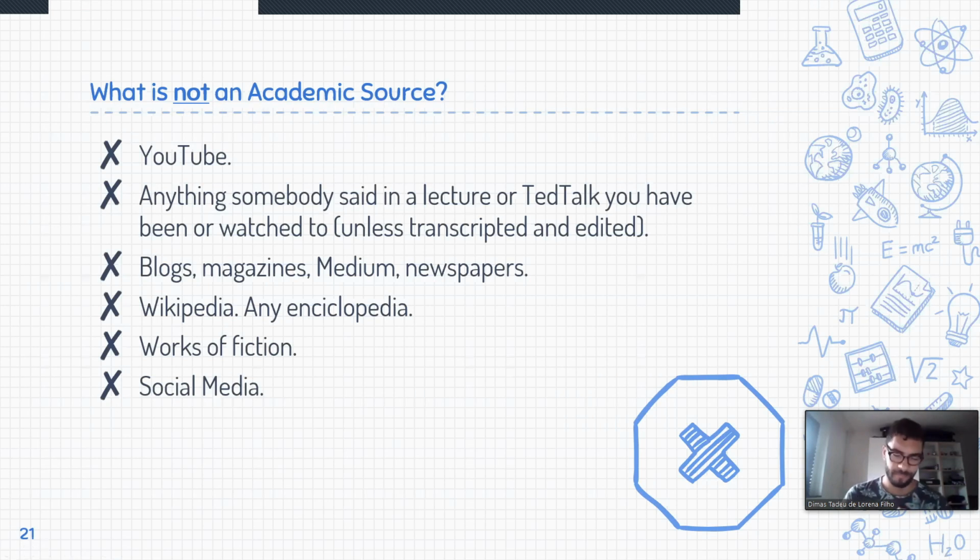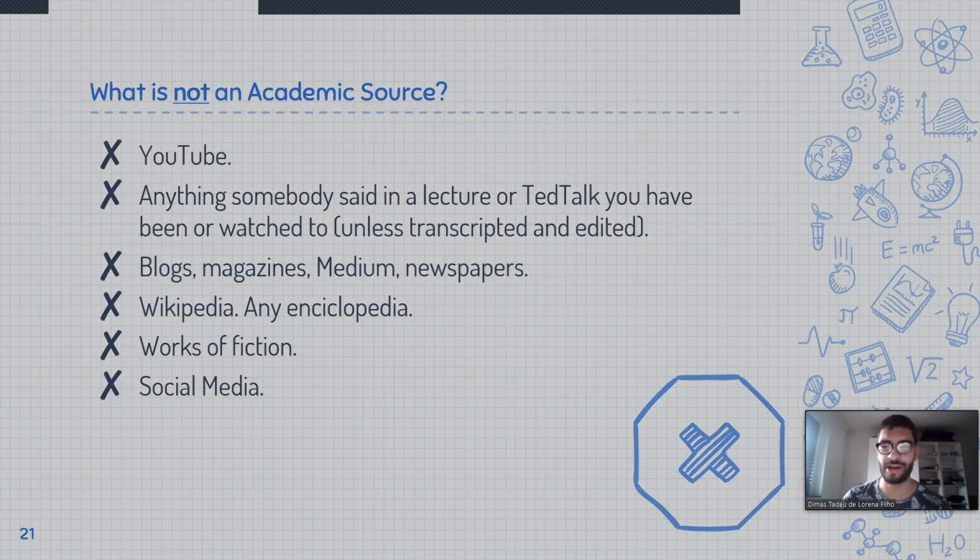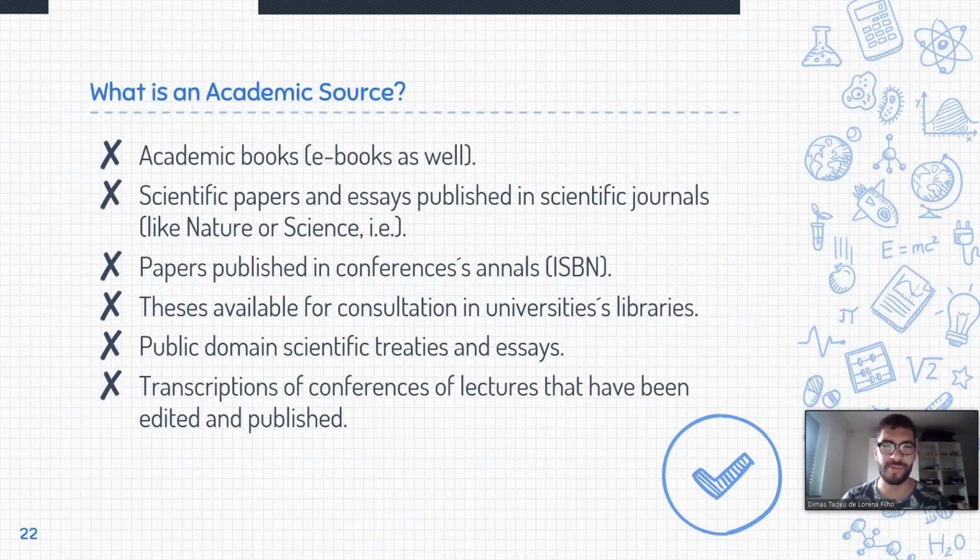First of all, most important, academic books and e-books as well. When I talk about books, I don't mean it has to be paper. It just has to be a book published by a publisher. Those are the best academic sources you can find most of the time, of course, if they are scientific or academic books. And you have plenty of them everywhere.